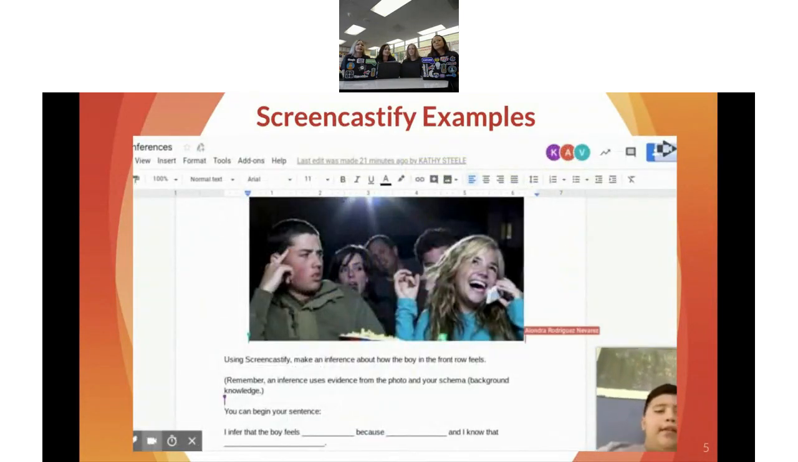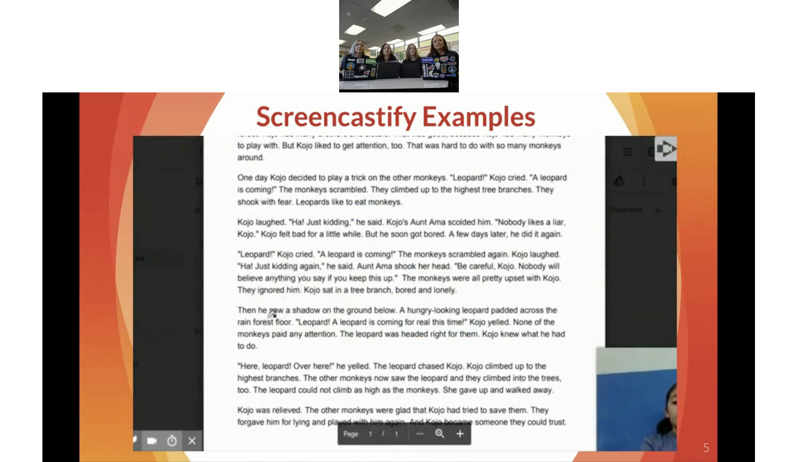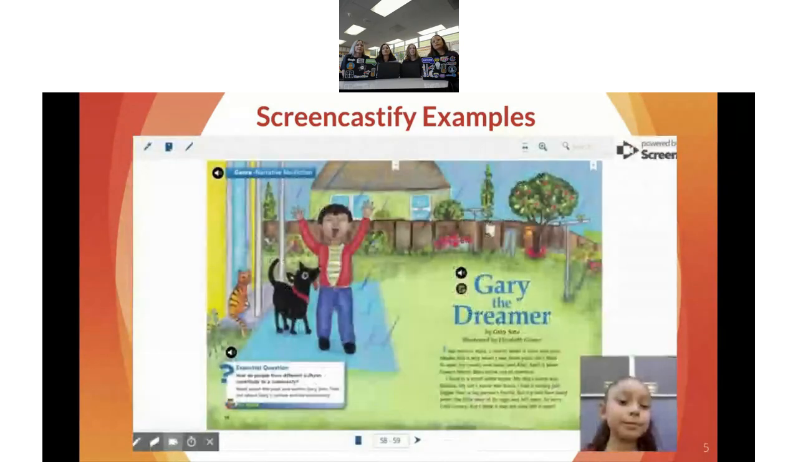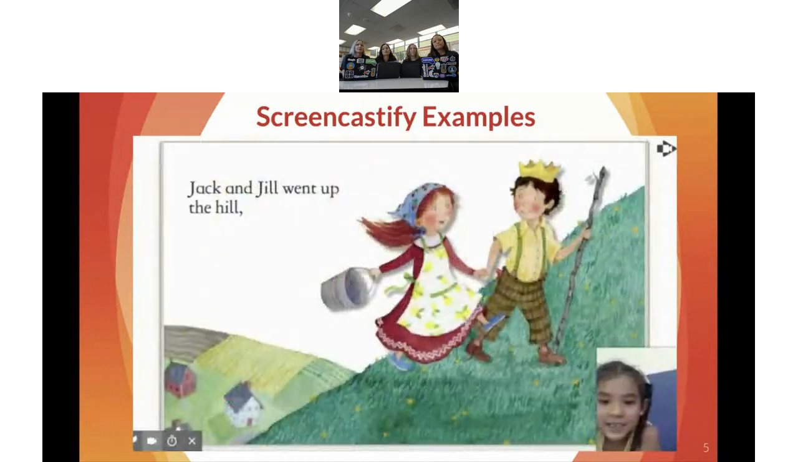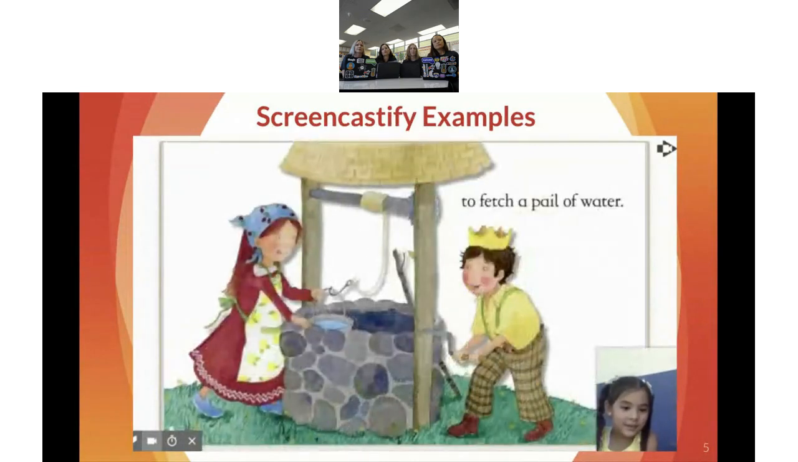Here is inferencing, where they took a picture and had to use evidence from the photo to make an inference. And here, a student is actually highlighting the evidence that they found to support the answer that they came up with. Here is actually a student writing, and they are proving where their textual evidence is. And then this is a kindergartner with their 3rd grade buddy reading Jack and Jill from Epic.